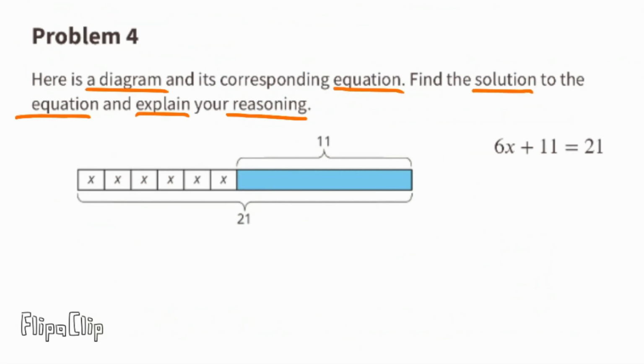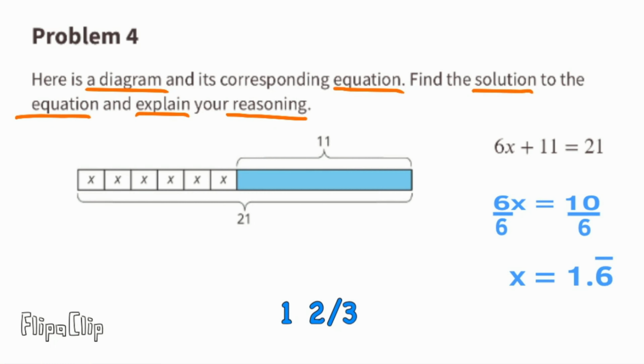Problem number 4. Here is a diagram and its corresponding equation. Find the solution to the equation and explain your reasoning. 6x plus 11 equals 21. I know that 21 minus 11 equals 10, so 6x must have the value of 10. We can write that as the equation 6x equals 10. Solve for x by dividing both sides by 6. 6x divided by 6 equals 1x, or x, and 10 divided by 6 equals 1.6 repeating, or as a mixed number, x would equal 1 2/3.